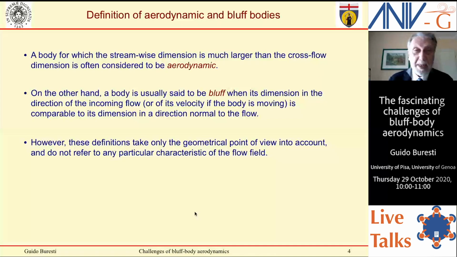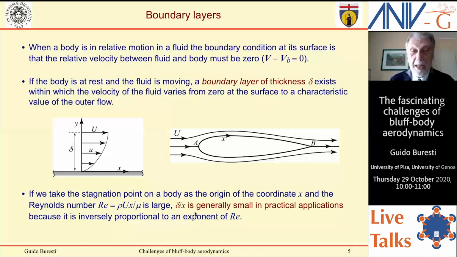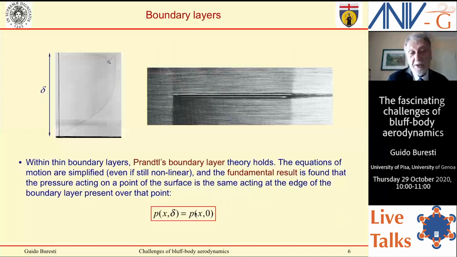Obviously, to do this, I must remind you, you all know what a boundary layer is, that it is produced by the no-slip condition at the wall. But the important thing is that if the Reynolds number is high enough, as is always the case in wind engineering, the thickness of the boundary layer remains very small with respect to the length of the body. So this permits the application of Prandtl's boundary layer theory, whose main result, a fundamental result, is that the pressure at the edge of the boundary layer is the same as that acting on the wall. And this is fundamental, as we will see in a moment.